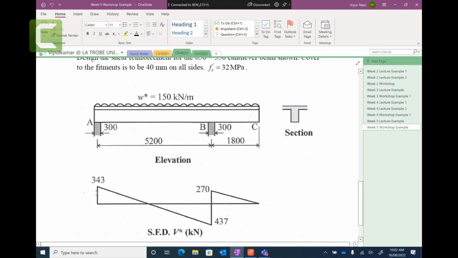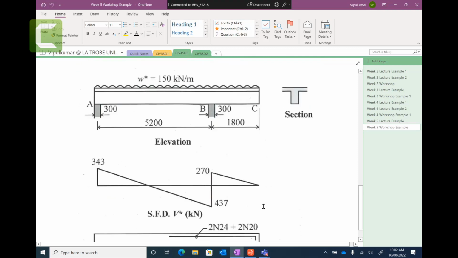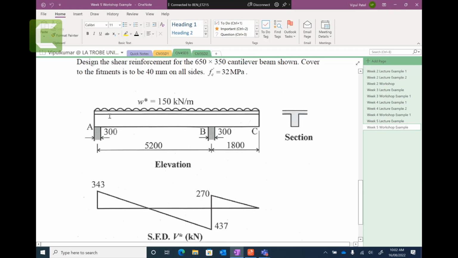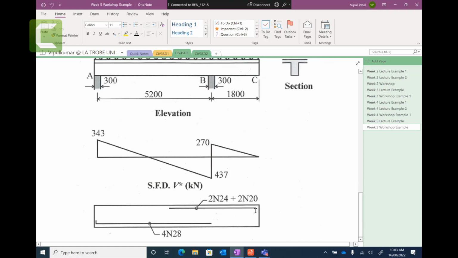You have 343 passing from the center of this line. 343 kilonewtons shear force here, zero shear force somewhere, and then you have 270 and 437 shear force, and you have zero shear force here. Now the question is, we need to provide the fitments. This beam has tensile reinforcement. You can see 2N24 plus 2N20 tensile reinforcement, and you have tensile reinforcement here.